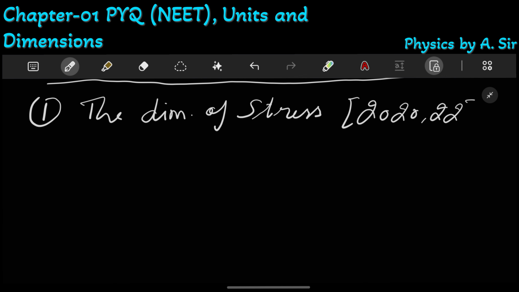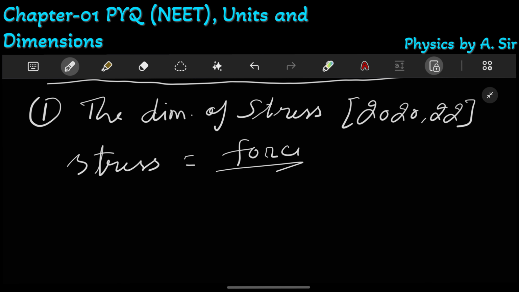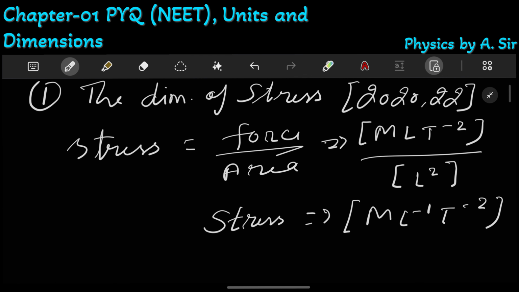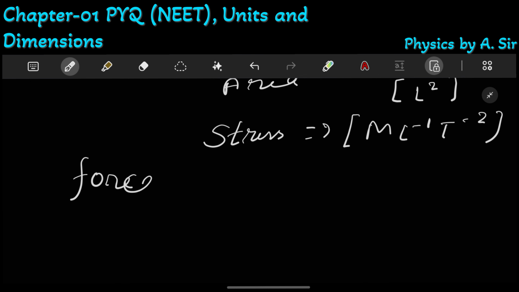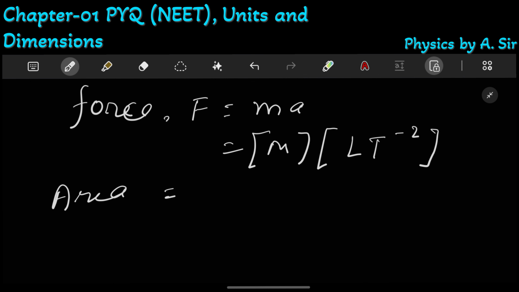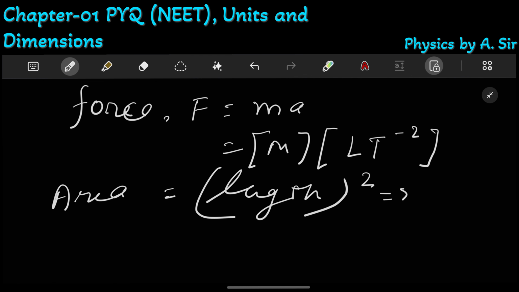First one is the dimension of stress. The dimension of stress, and it's in 2020 and 2022. So let's see. Stress is actually force upon area. So dimension of force is MLT to the power minus 2 upon area is L square. Then dimension of stress becomes ML minus 1 T minus 2. One can remember force as F equals mass into acceleration, mass M, acceleration is LT minus 2, and area equals length to the power 2, which becomes L square.